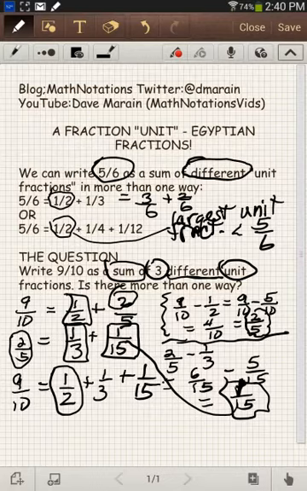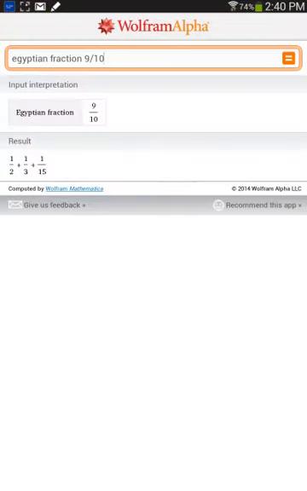We could also go to an amazing app, which I'm sure most of you have worked with, called Wolfram Alpha. Let's do that. Going to go to Wolfram Alpha, and there it is. You can just type in Egyptian fraction into the search engine, and then 9/10. Press equals or whatever button is needed to have it perform the procedure, and this is what it produces. Egyptian fraction 9/10, and here's the result: 1/2 plus 1/3 plus 1/15.